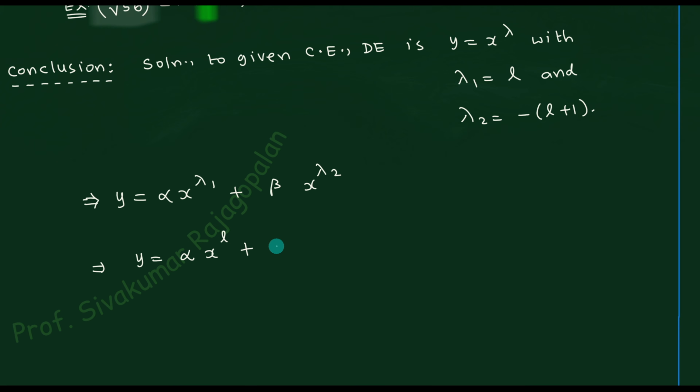Let us substitute that value. One is L, another one is a minus, right? So I'll put a denominator L plus 1. And where alpha and beta are arbitrary constants, as usual for the case of linear combination. So now you understand how the solution is obtained.